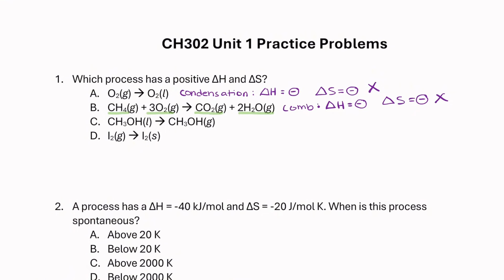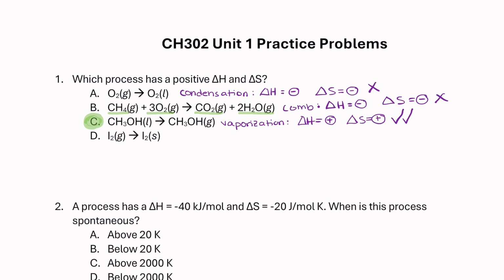C is liquid methanol vaporizing to gaseous methanol. To vaporize a liquid, you need to add heat, so delta H is positive. At the same time, you're going from more ordered liquid to a more disordered gas, so entropy increases, and that makes delta S positive. This matches the requirement. Both delta H and delta S are positive, and C is in fact our correct answer. We're still going to work through D.